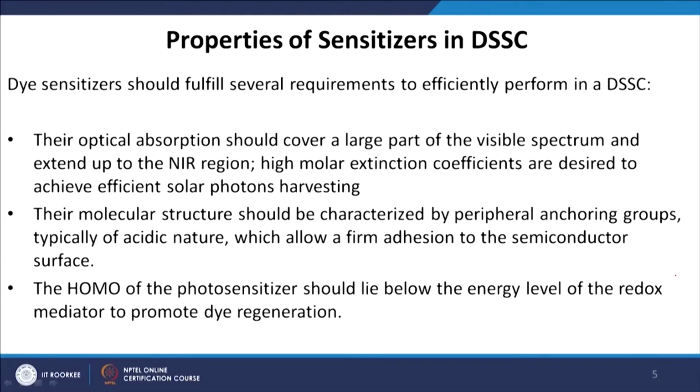Dye sensitizers should fulfill several requirements for higher efficiency in DSSC devices. Their optical absorption should cover a large part of the visible spectrum and extend up to the NIR region. So it should have a large part in the visible spectrum and it should also extend in the NIR region. They should have a high molar extinction coefficient. So the amount of light absorption per unit length per unit mole of these dyes should also be very high.